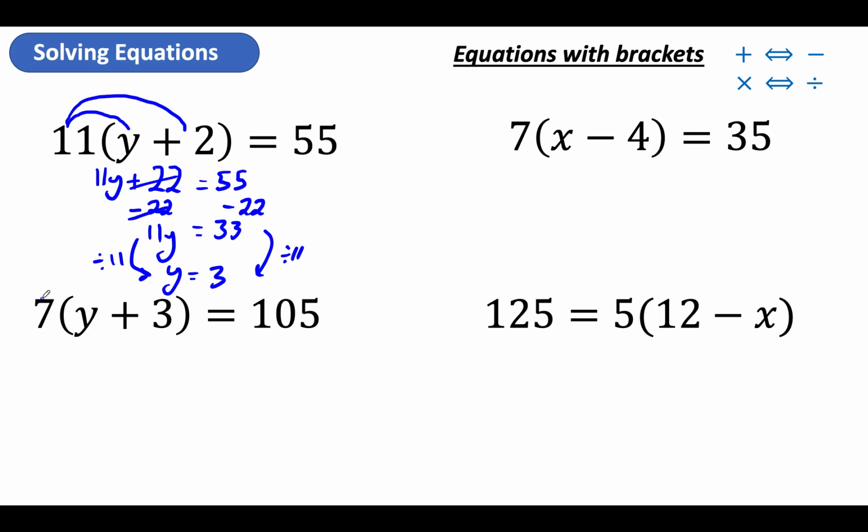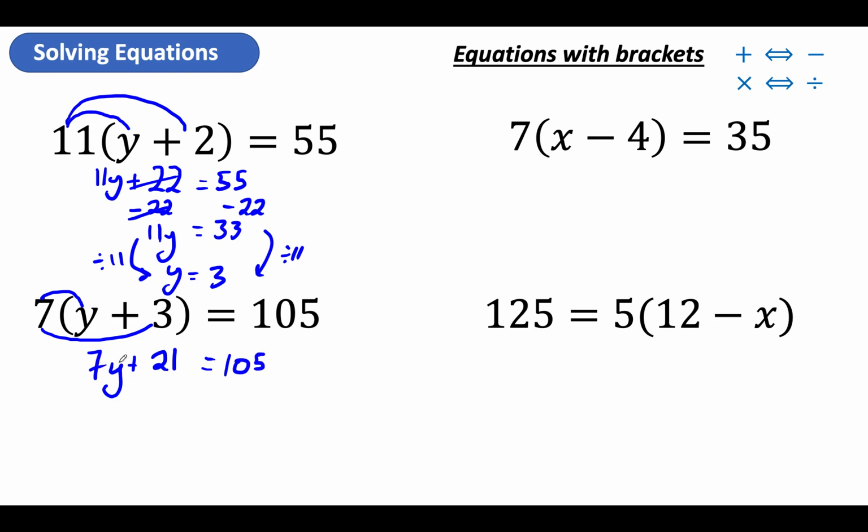Okay, another equation with a bracket in it. So let's multiply it out. 7 times y is 7y. Why? Because I told you so. Right, 7 times by the 3 is 21. Resisting the urge to go 21. Then put the plus in there. And of course that equals 105.